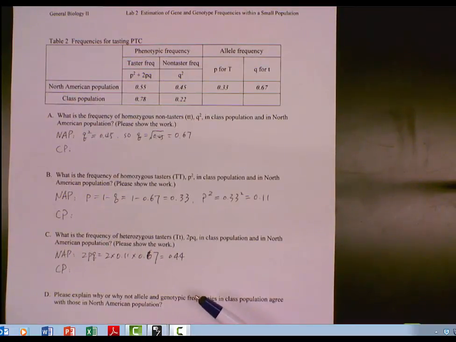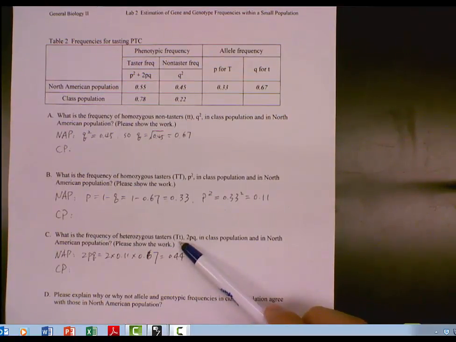Question C is the frequency of heterozygous tasters, which is big T little t. The frequency for this group is 2pq, in the class population and in the North American population. 2pq equals 2 times 0.33 times 0.67, which equals 0.44. So that's the way we got the frequency for heterozygous tasters, and the same way you can get the frequency for heterozygous tasters in the class population.